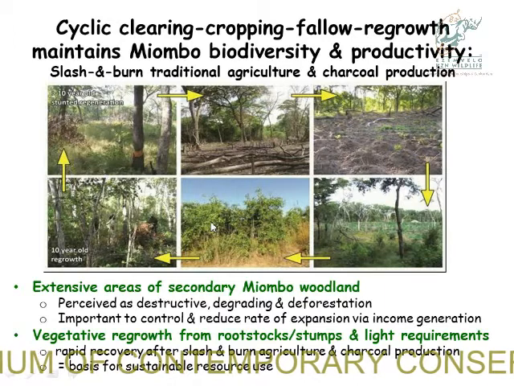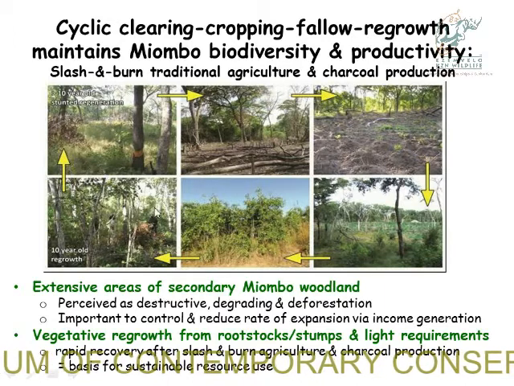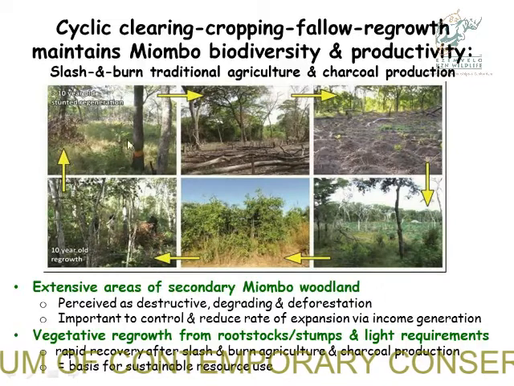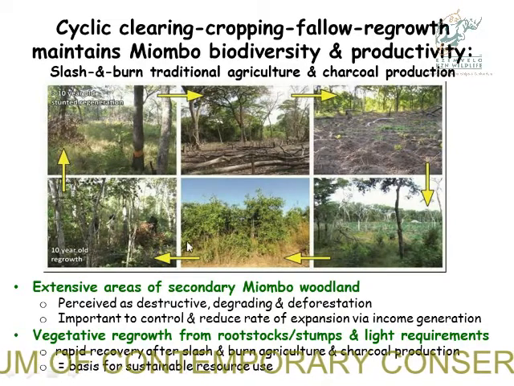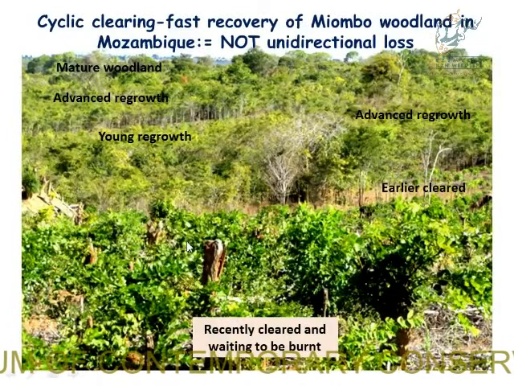Then you have a regrowth from the rootstocks, and this stand is 10 years old. The seedlings in there are probably more than 10 years old. So you actually rejuvenate the system. That's a very healthy Miombo woodland area with all the stages in one area.